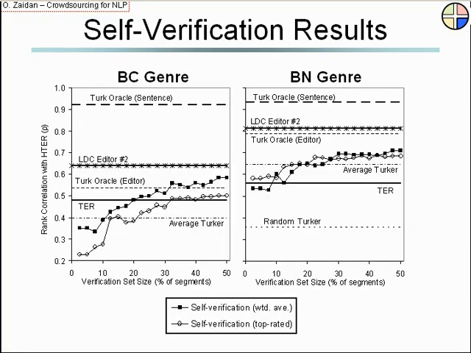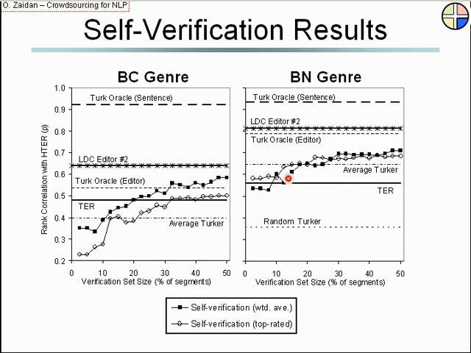So here are some results. Basically what I want you to take from here is that this baseline right here is the TER baseline. This is how well TER predicts human editing behavior, the professional editor's behavior. And those two curves are when you take weighted averages from Turkers, based on how much calibration data you use.